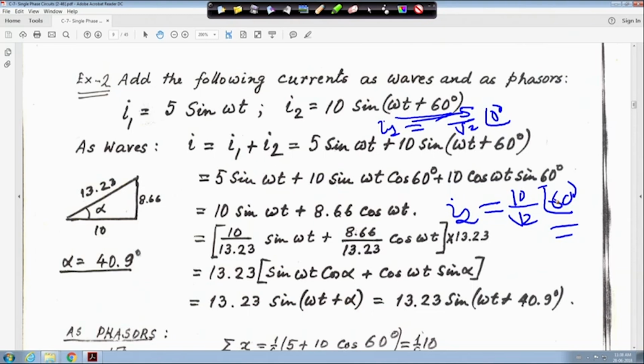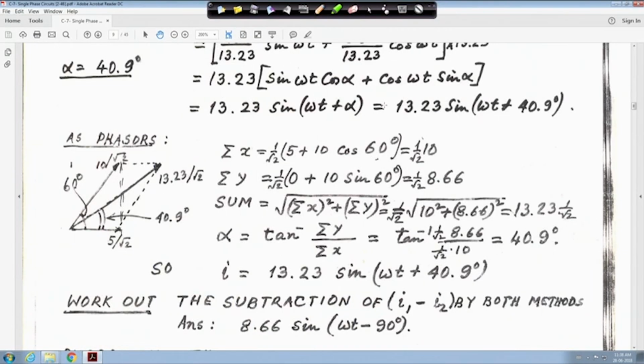So, when you solve, unless and until stated otherwise, if any term is attached with this sine term, it means it is a peak value, and you have to divide it by root 2 to take the RMS value, because all our calculation later will be based only on RMS value, right. So, in this diagram, 5 by root 2 angle 0 is the reference one. The other one is 10 by root 2, and this angle is 60 degree, right.